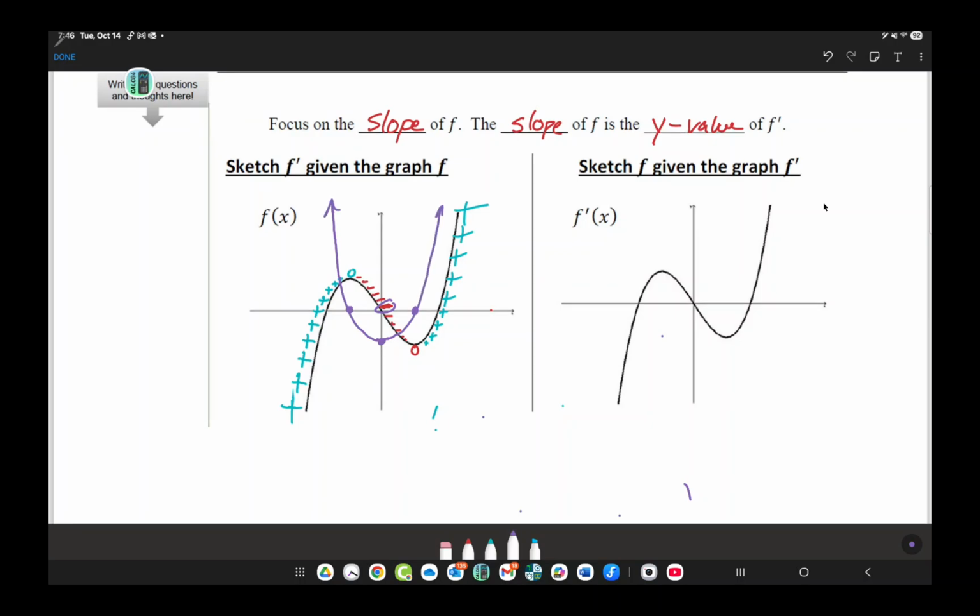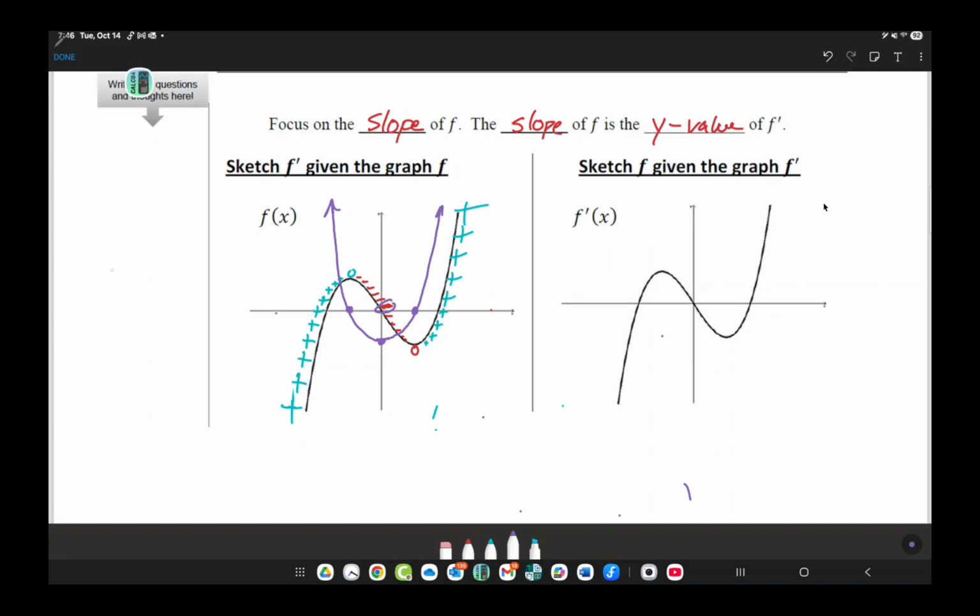Now, what kind of function did we end up graphing? Can you tell me the shape of that function, the purple graph that we just graphed? It's a parabola. Yes, it's a parabola. Okay. Why does that make sense that that's a parabola?